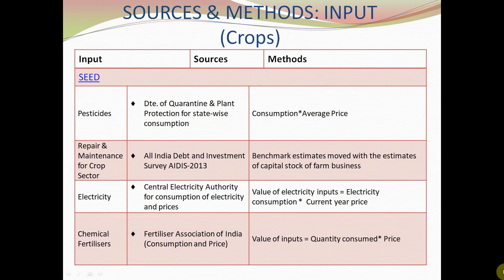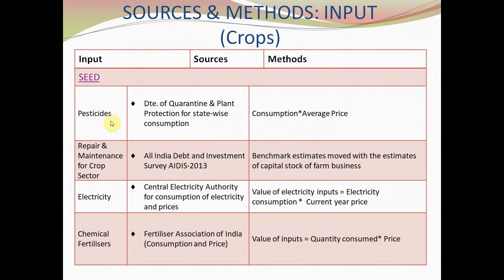Now, inputs and output we have taken into consideration. Now, what are the sources and methods for calculating inputs for different crops? First of all, we will take pesticides. Seed will be discussed later.